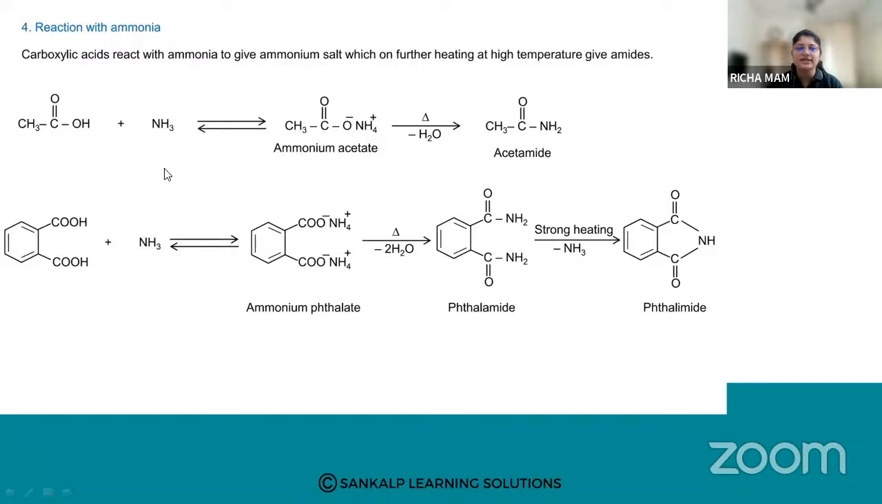So first is acetic acid. Here is the first example they have given. Acetic acid, CH3 C double bond O OH. This acetic acid, I'm going to treat it with ammonia. What I'm going to get? The H will be replaced by your NH4 plus. So you will get ammonium acetate.